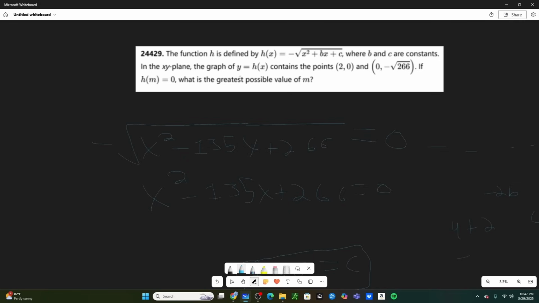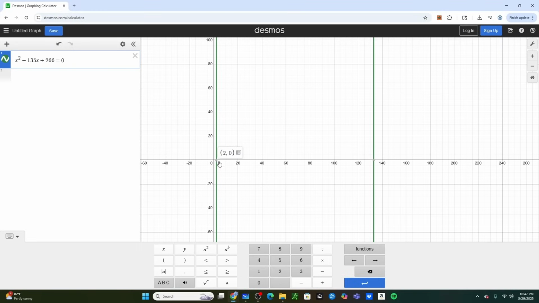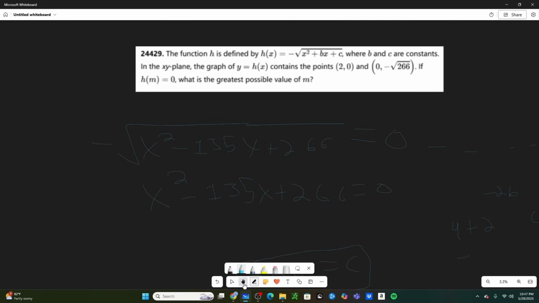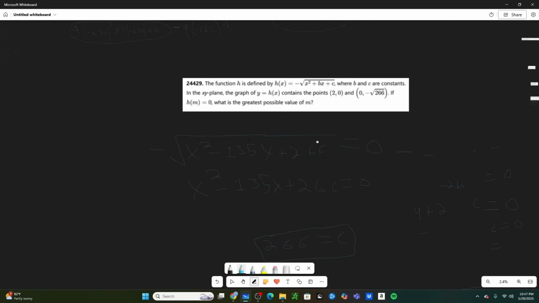And we want to find the greatest possible value of m. So really, which is the greatest possible value of x? So x could be 2. If we plug 2 into this equation, it'll equal 0. But also, if we plug in 133 into this equation, it'll equal 0. So the greater between those two is 133. And boom, that's actually our answer.